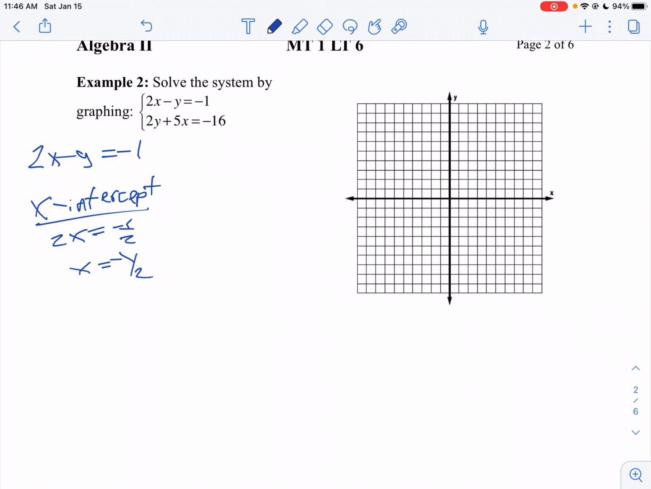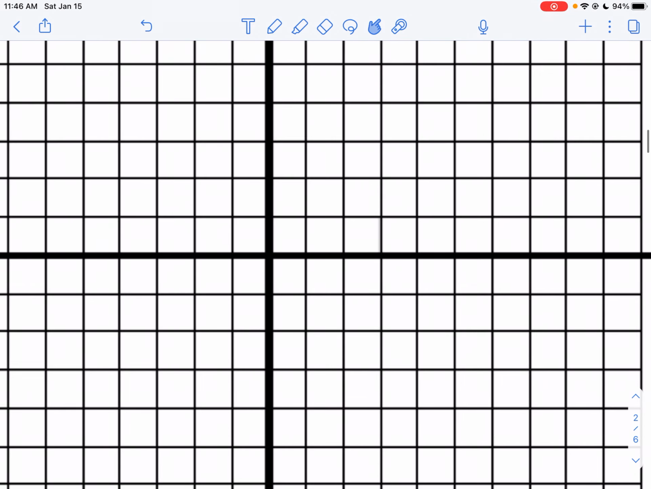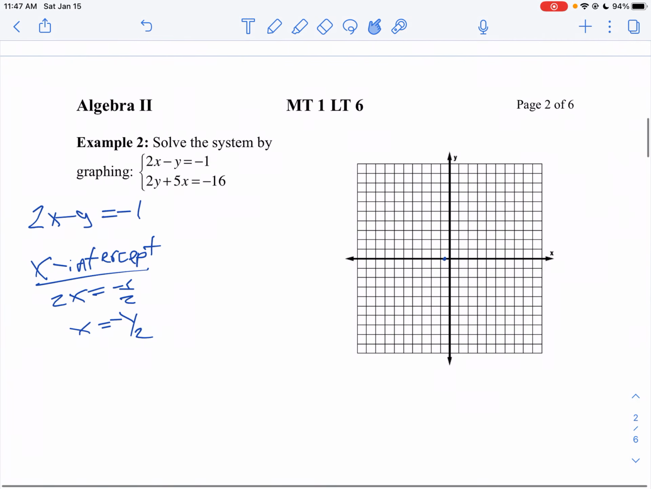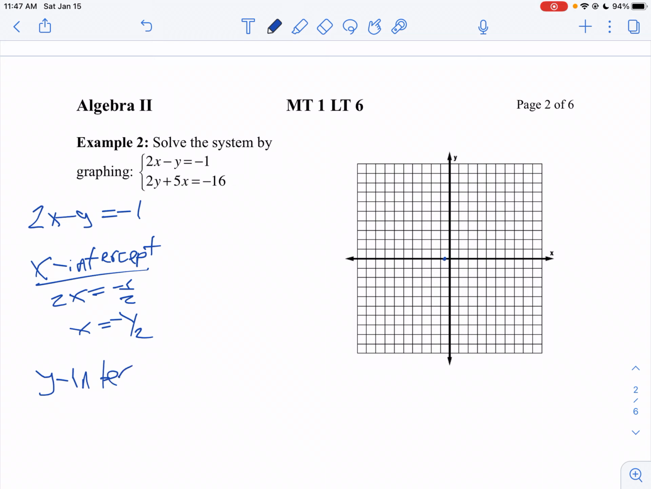So that means on my x-axis, I'm going to blow this up a little bit, I'm going to go over a half in the negative. There's your x-intercept. I'll do the same thing for my y-intercept. Now my y-intercept is nice because for the y-intercept, x is 0. So in other words, -y equals -1, or y equals -1, so y equals 1.